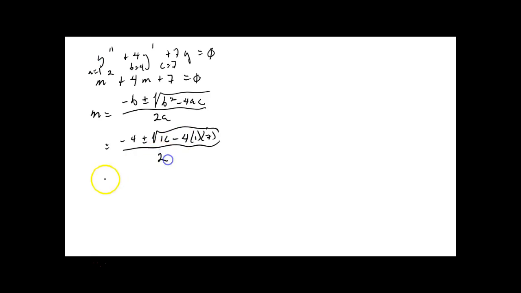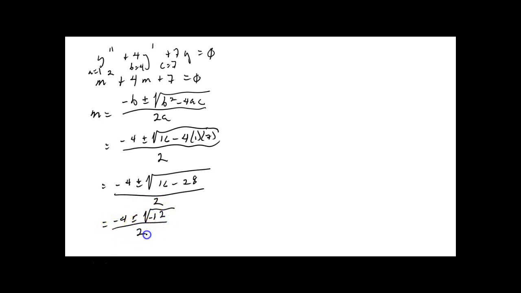So over 2. Okay? This is going to be minus 4 plus or minus the square root of 16 minus 28. A big boo hiss here. All over 2, which will be minus 4 plus or minus the square root of negative 12, if I'm not mistaken, over 2.